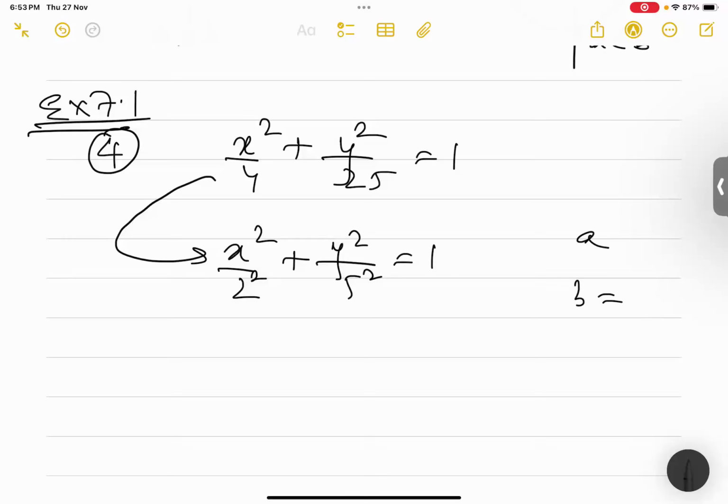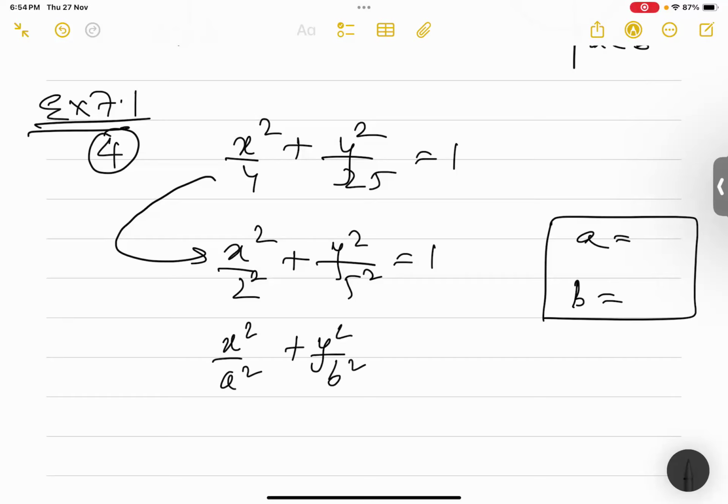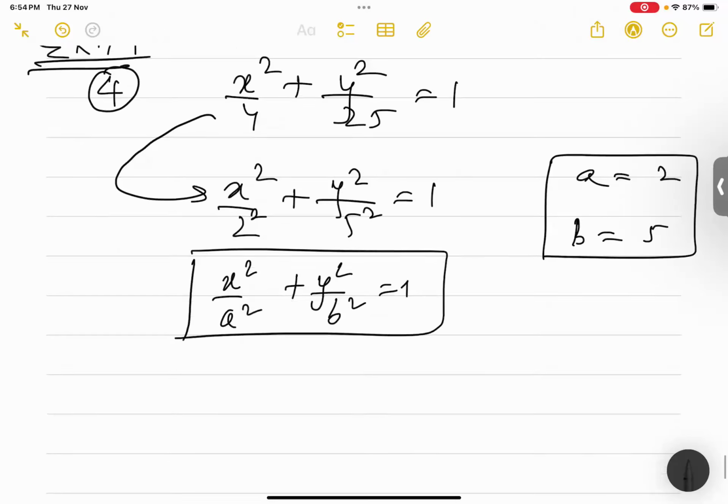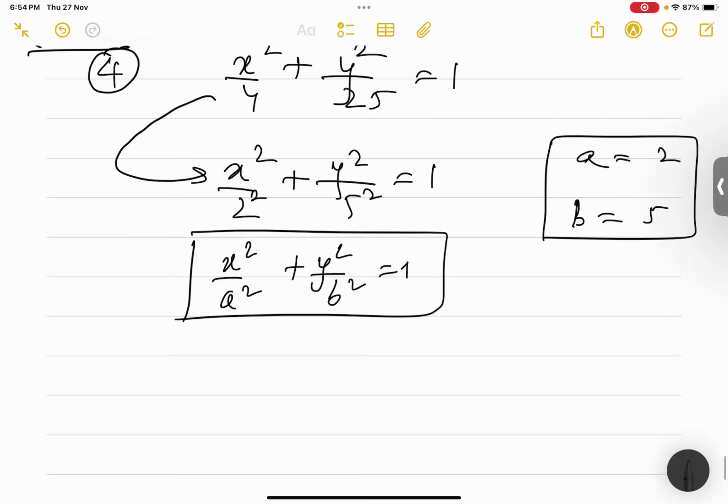Who is A and who is B? Come on, tell me. So 2 and 5, correct. Now the diagram. A is less than B, so it will be a vertical ellipse.